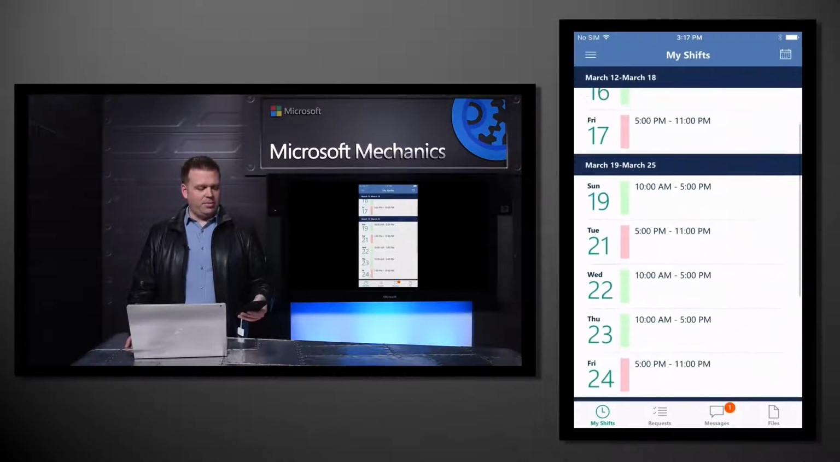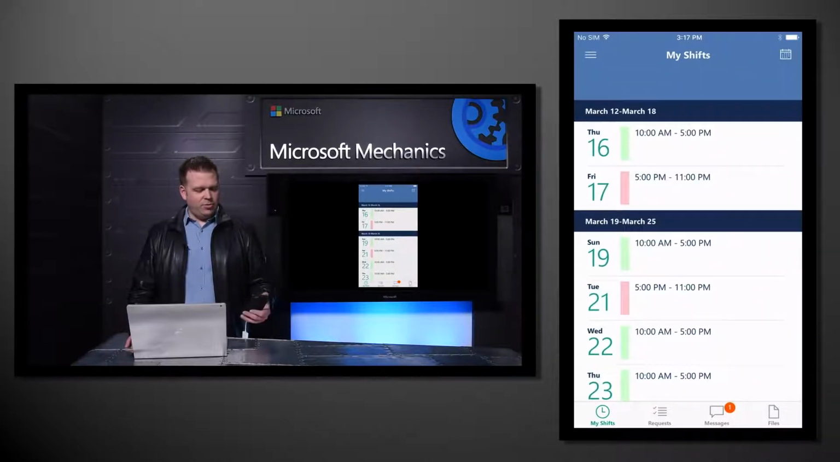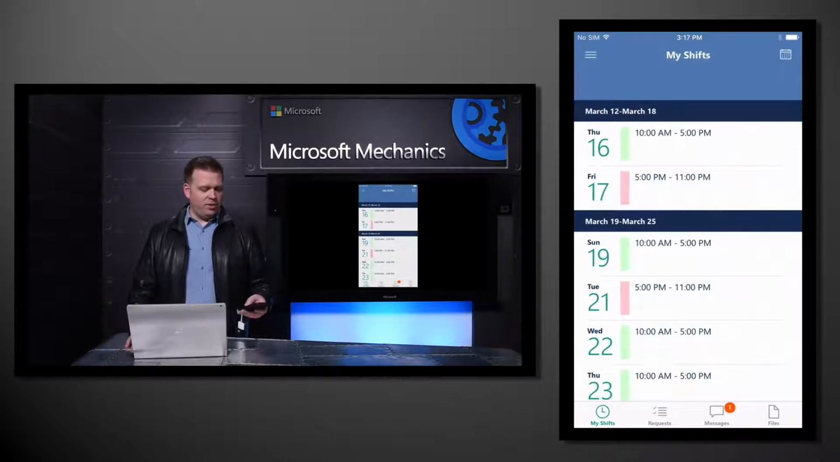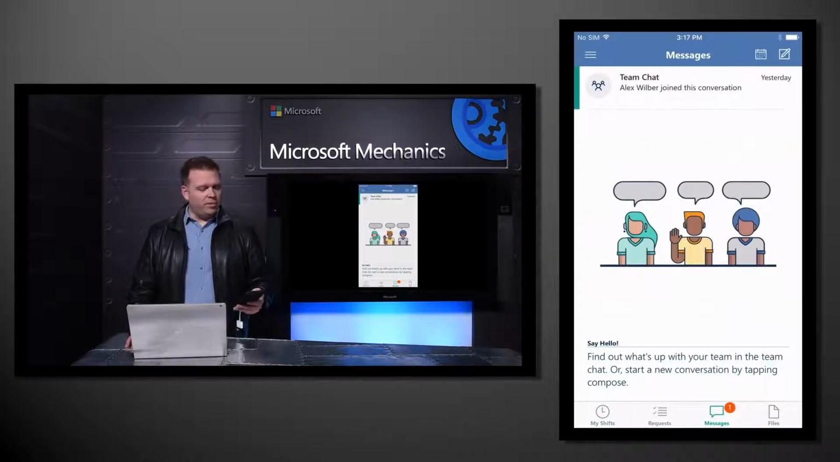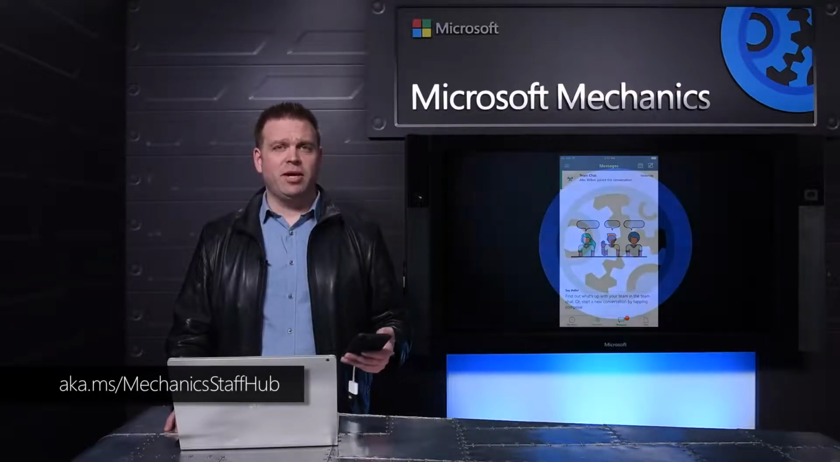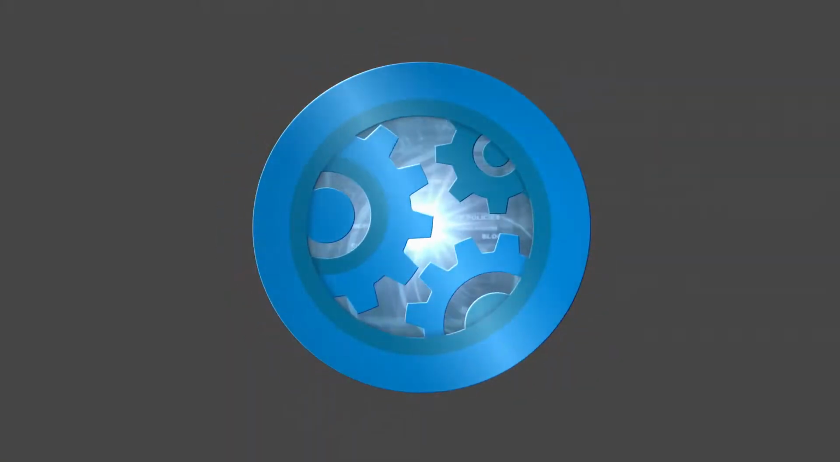I can see all the shifts that I'm scheduled to work at. I can see more information about my team. I can also do things like trade shifts with people. I can even message folks while I'm on the job. Of course, you can check out more information on Staff Hub by watching the recent Microsoft Mechanics demo.